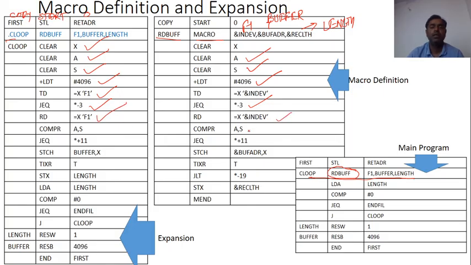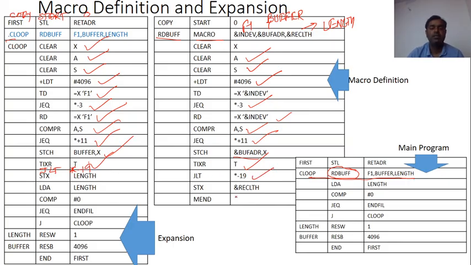Now COMPR A,S will be written the same. JEQ *+11 will be written the same. STCH %BUFADR,X. What is the value of BUFADR? You can see here, that is buffer. So it will be written here buffer,X. TIXR T will be written the same. JLT *-19. It will be written here.